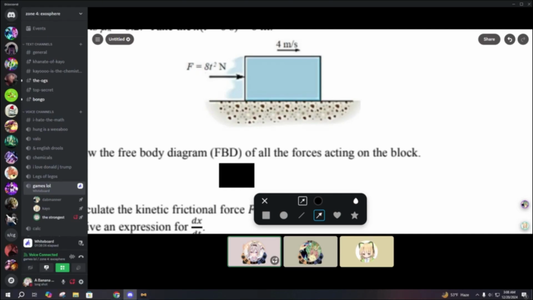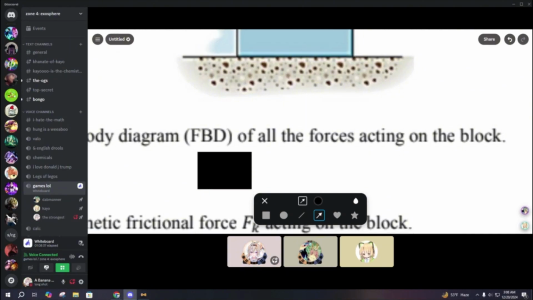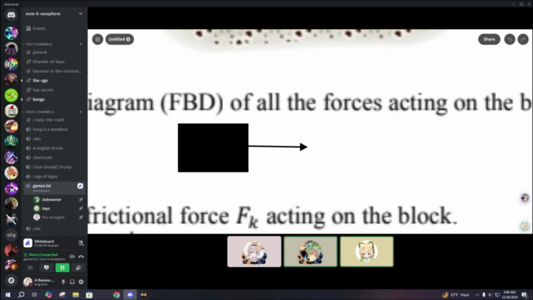Cadence, so I suck at physics, but because I studied, I'm good. Let's draw F. And you're dead. Let's continue.